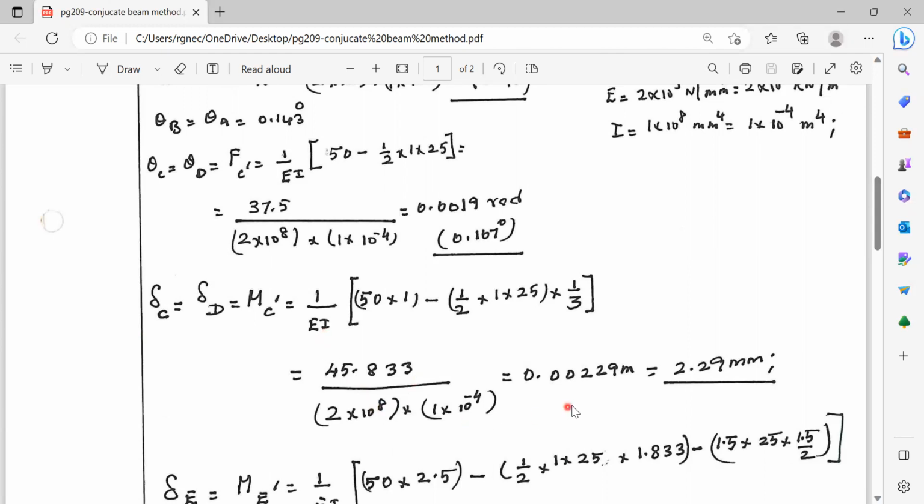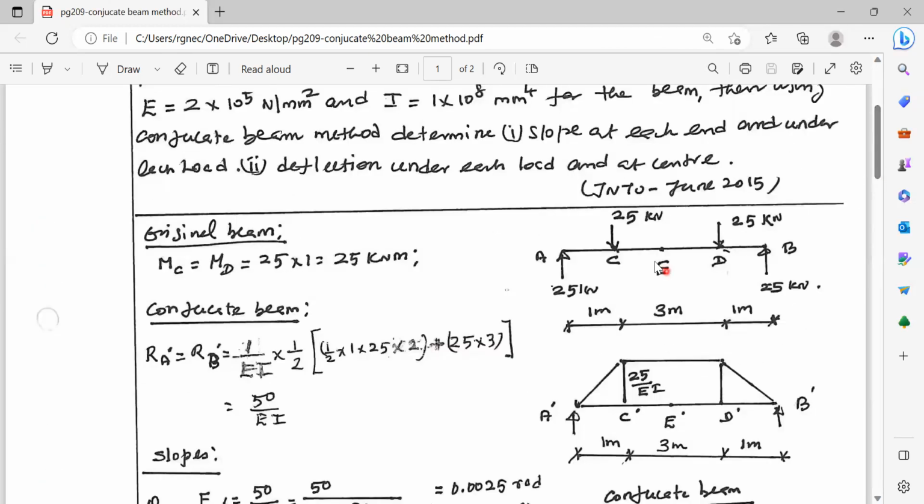Upon simplification, we are getting this as 0.00229 meter, that is 2.29 millimeter. This is the deflection at C as well as the deflection at D. Now, deflection at E, E is the midpoint of the given beam. So, deflection at E is equal to bending moment at E dash. E dash is for the conjugate beam.